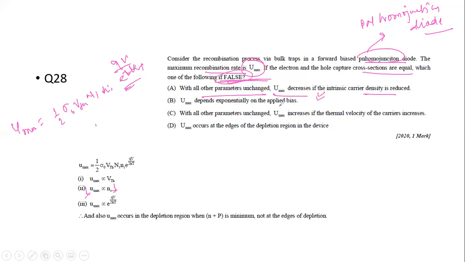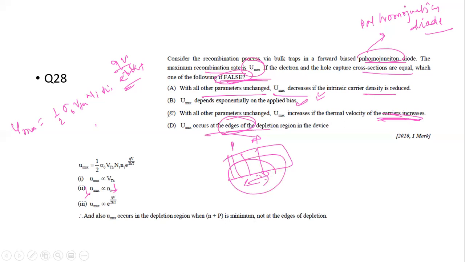U max depends exponentially on the applied bias. Yes, this is also true. With all other parameters unchanged, U max increases if the thermal velocity of the carrier decreases. Okay. U max occurs at the edge of the depletion region in the device. No. U max occurs in the depletion region, not at the edge. In a P plus N junction, it will be in between the two. So option D is your false option, so option D is your correct answer.